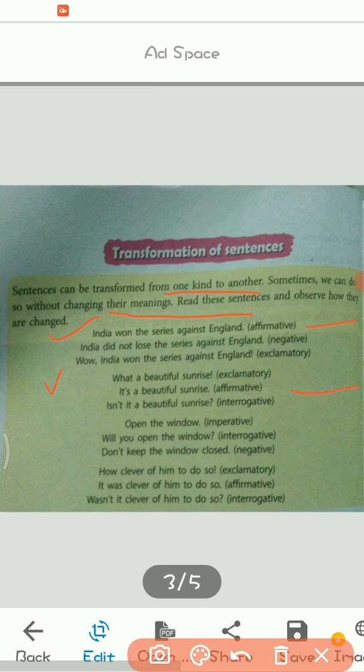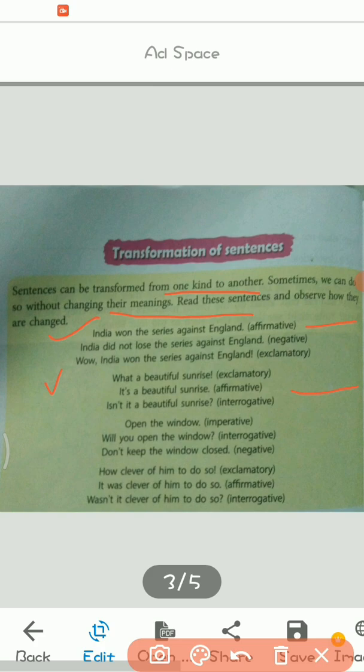Now one more sentence is given there. Open the door. This is our imperative. If we make this sentence interrogative, then we will use some suggestive words: Will you open the door? And if you want to make it negative, don't keep the window closed. Here the window example is given. Do not keep the window closed.